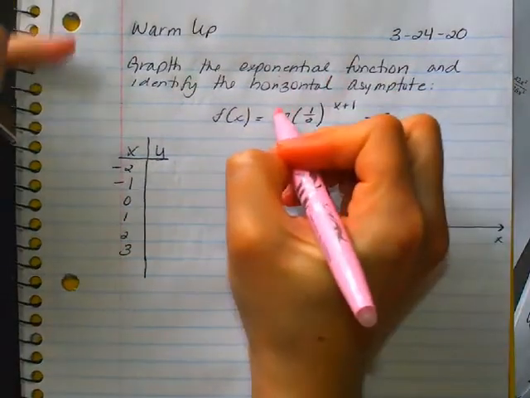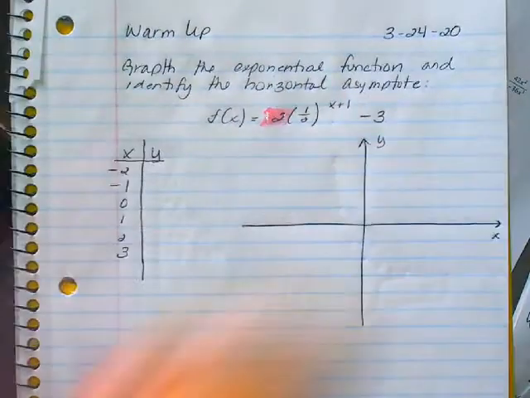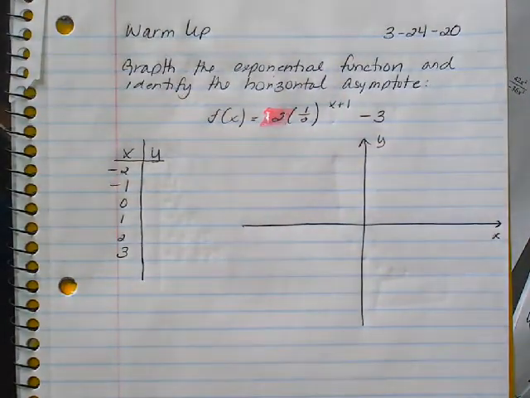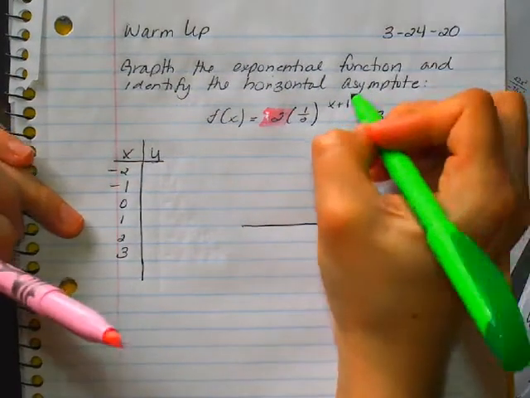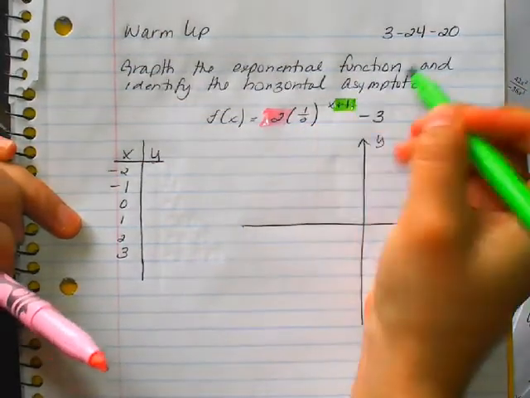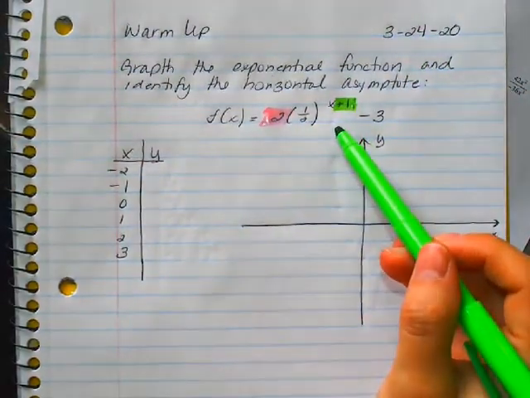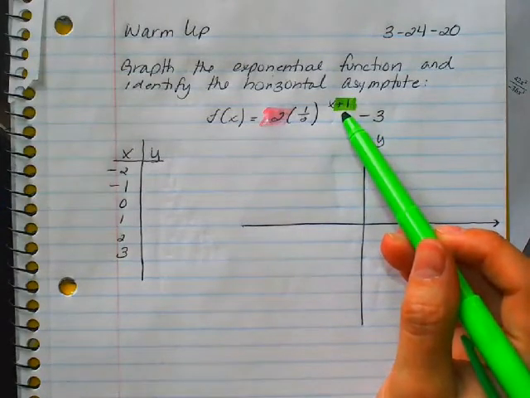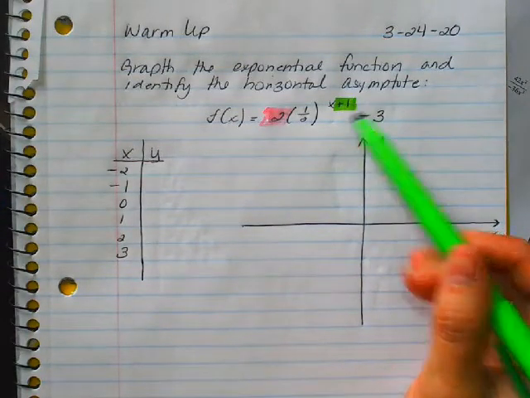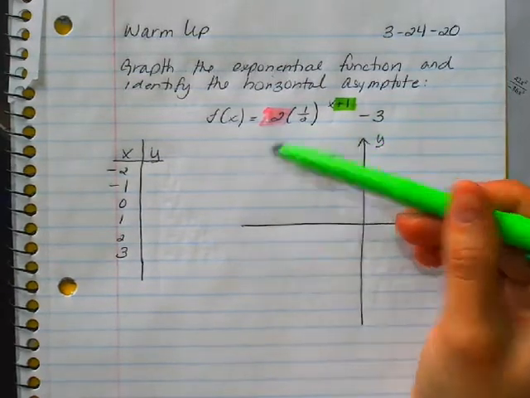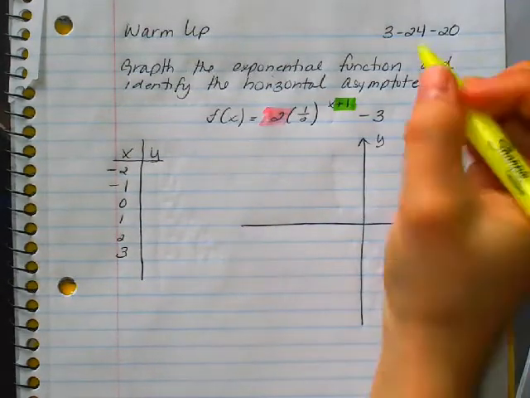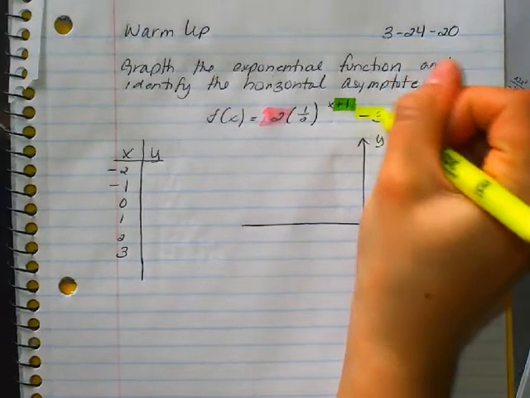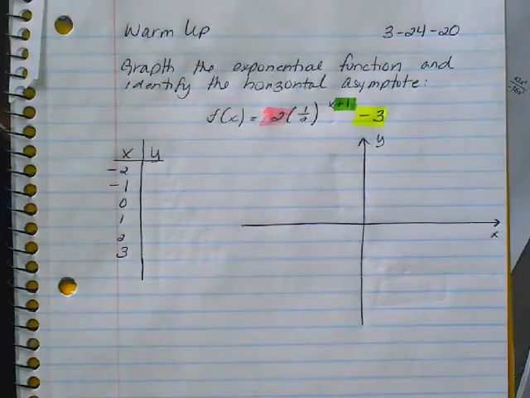We are given an a value, our initial value. We're given an h, which is inside the exponent with the x. And we know that h corresponds to horizontal shift, and it's always the opposite of what we see here. So because h is a +1, that means we're shifting 1 unit to the left. And we have a k term at -3. K corresponds to vertical shift. So in this case, our graph is going to be shifted 3 units down.